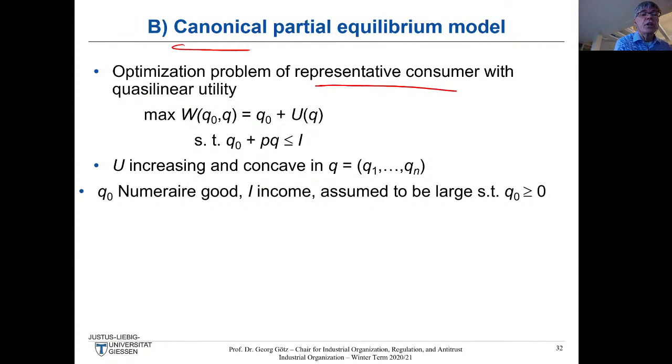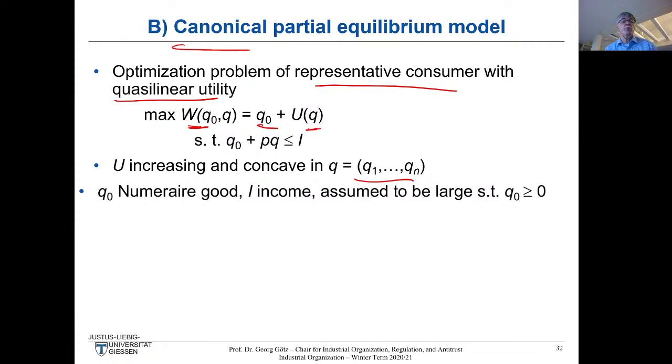What is very important is that this consumer has quasi-linear utility. What does this mean? It looks like this here. W would be your utility, which is made up of Q0, and Q0 is nothing else than the numeraire good, which has the price of 1. So this is just your money. And here our Q, which could be a vector, is just the good which we are interested in. This might be, I don't know, sugar. If you are interested in the sugar market, it would be a scalar, a single product. But if it's cars, it might be different products, different cars.